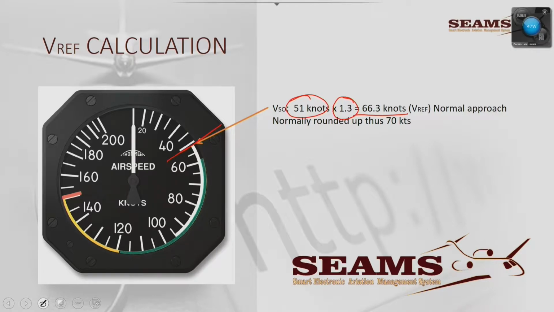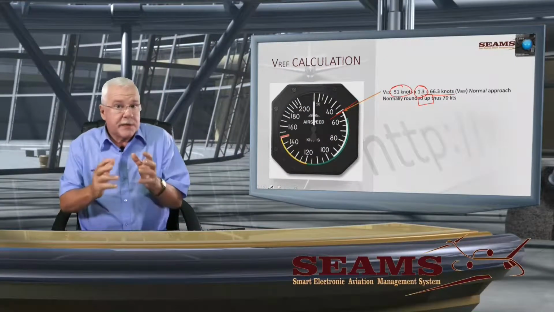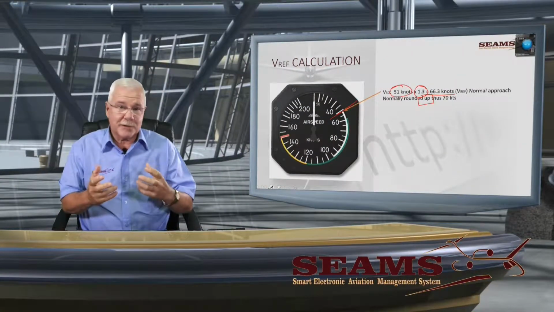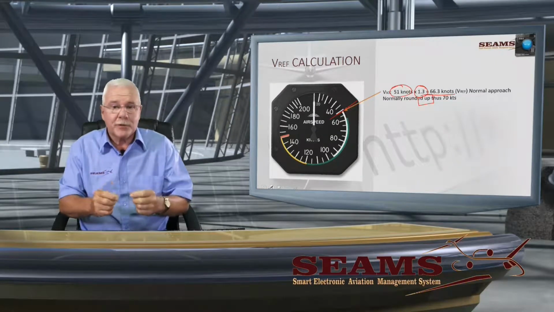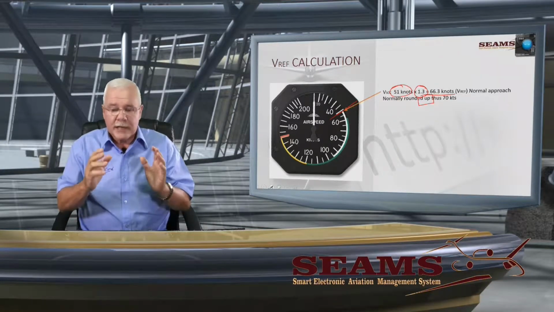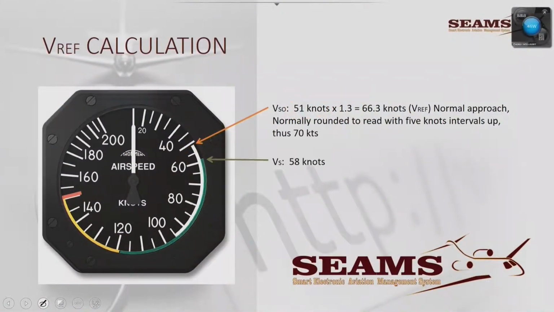Normally, it's rounded up, if you can see. Now, yes, you can round it up to 67 knots, but 67 knots may be difficult to read off the airspeed indicator. So what you're going to do is 70. 70 is a good number, and probably use 70 at this stage. But next we've got to have a look at the VS.